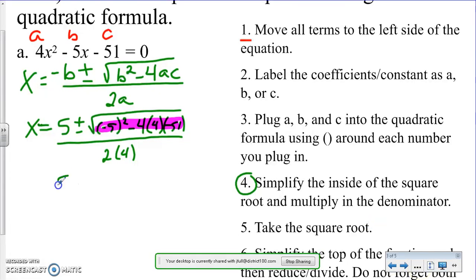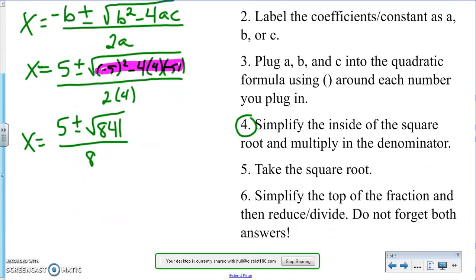So I really have 5 plus or minus the square root of 841 all over, and then 2 times 4 on the bottom gives me 8. So that's step 4. All I did was type that stuff that I highlighted into my calculator and got my answer. Step 5 says to take the square root.